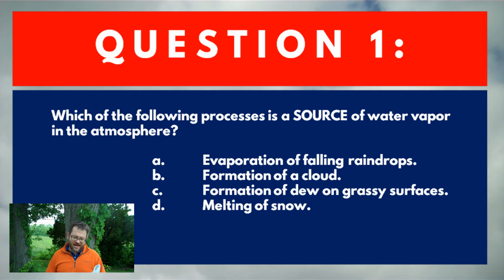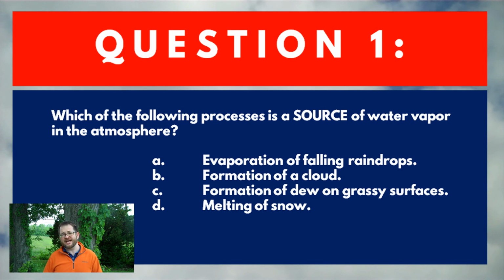Alright, the first thing I want to ask about is, which of these processes here is a source of water vapor in the atmosphere? Is it the evaporation of raindrops? Is it the formation of a cloud? Is it the formation of dew on a grassy surface? Or is it the melting of snow? So think about those processes. Which one of them would be adding water vapor to the Earth's atmosphere? And make your choice and move on, and we'll see what happens.